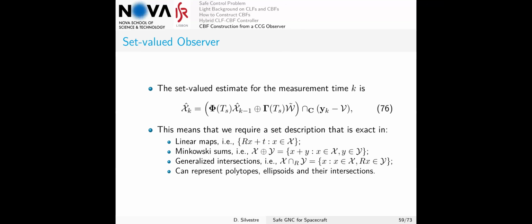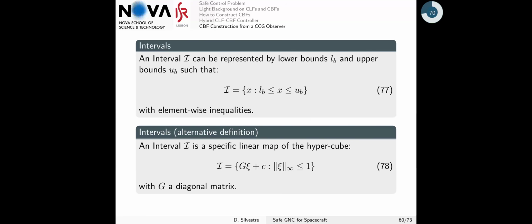And so with that, we'll move very fast through this, just so that you get an idea. So you could start with intervals. That set representation means that I'm doing a morph of a cube, but with a diagonal matrix.